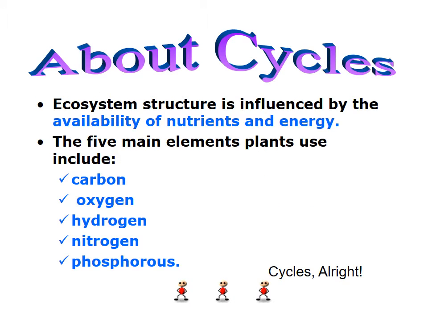Ecosystem structure is influenced by the availability of nutrients and energy. The five main elements that plants use are carbon, hydrogen, oxygen, nitrogen, and phosphorus. Of these, we will discuss the carbon cycle, and then the oxygen and hydrogen we combine together for the water cycle.